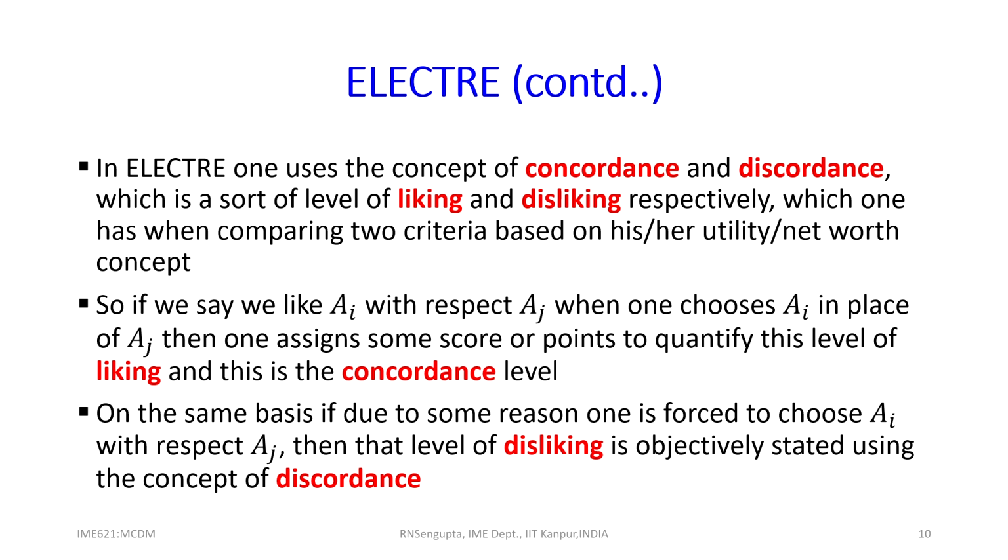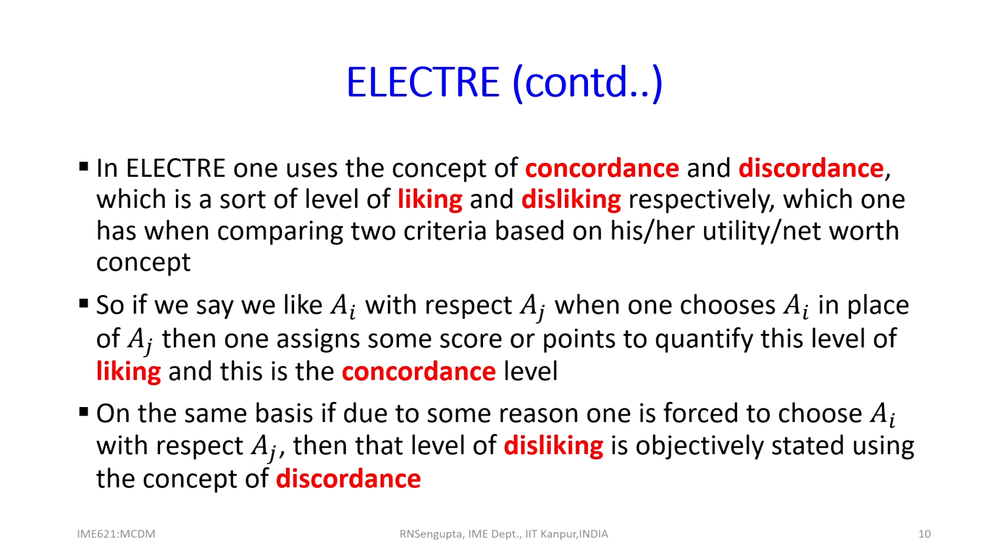If you remember in the TOPSIS method what we did, PIS and NIS. In the ELECTRE method, we will use the concept of concordance and discordance. PIS was positive distance, good; NIS was negative distance, bad. Here we use a different concept: concordance, agreement, and discordance, disagreement, which is a sort of level of liking and disliking, respectively, which one has when comparing two criteria based on the decision maker's utility or net worth.